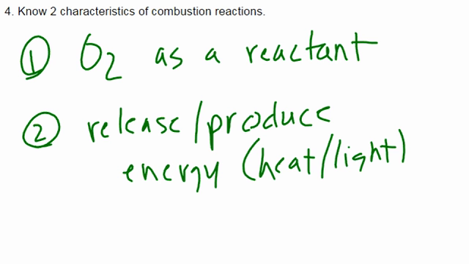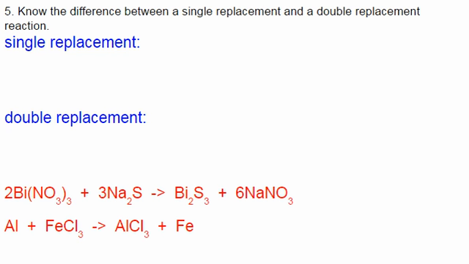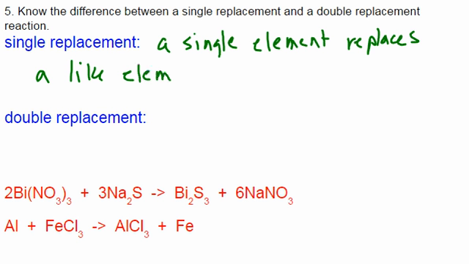So since that's such a quick one, let's go ahead and add in the next objective. Know the difference between single replacement and double replacement reaction. Well, a single replacement is where a single element replaces a like element. And what I mean by that is a metal would replace a metal, or a non-metal would replace a non-metal. So a single element replaces a like element in a compound.